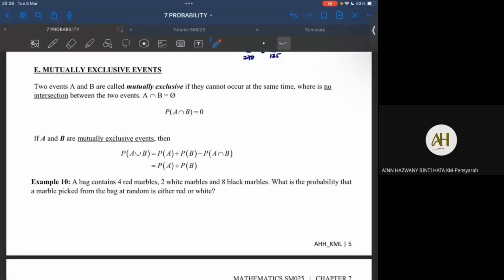So, let's go straight to mutually exclusive. So, sebelum tu kita berkenalan apa itu mutually exclusive. Okay, two events A and B are called mutually exclusive if they cannot occur at the same time. There is no intersection between two events. Okay, contoh dekat sini. Kalau eventnya ialah rolling dice. Okay, rolling dice. Event A ialah dapat odd number. Okay, contoh.